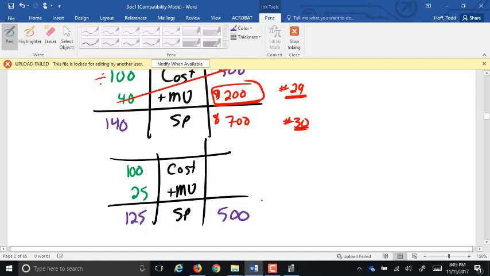You are given the selling price of $500, asked to find the cost. So we can ignore the markup there. It's 100 times 500 divided by 125. Divided by 125, yeah.